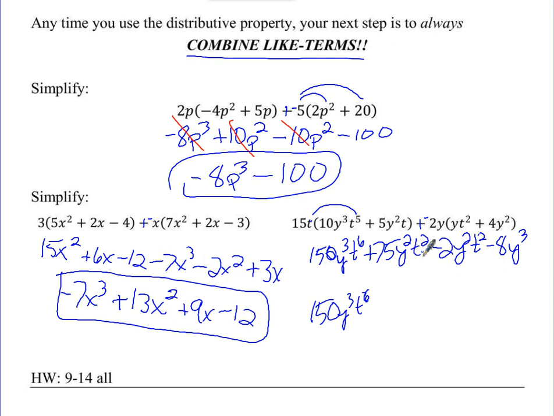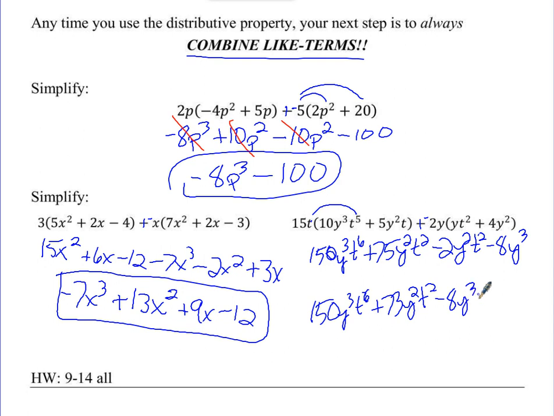Then I do have like terms here. What do I get? Yep. Plus 73, y to the second, t to the second. The variables and the exponents stay the same when you're combining like terms. And then I only have one term left, minus 8y to the third.